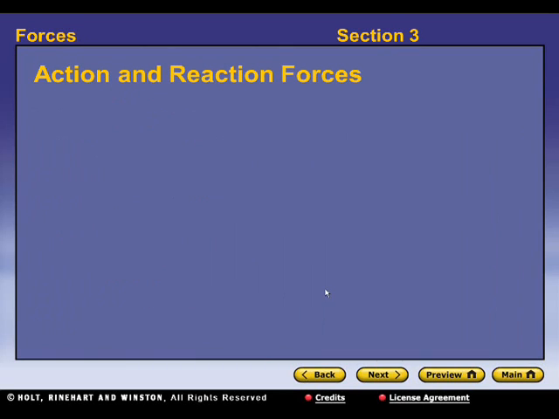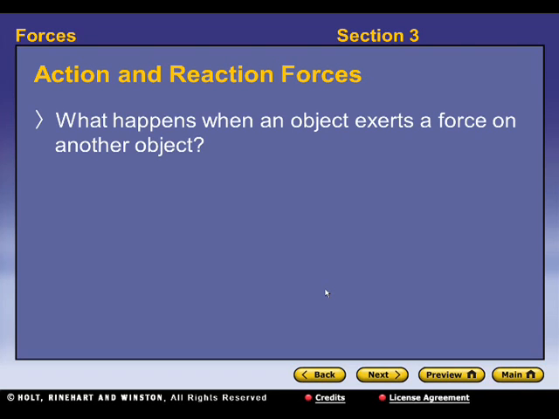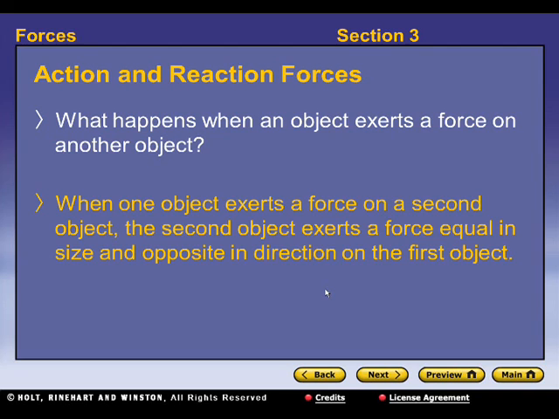Let's move through the bell ringer here. So let's talk about action and reaction forces. What happens when an object exerts a force on another object? When one object exerts a force on a second object, the second object exerts a force equal in size and opposite in direction of the first object.